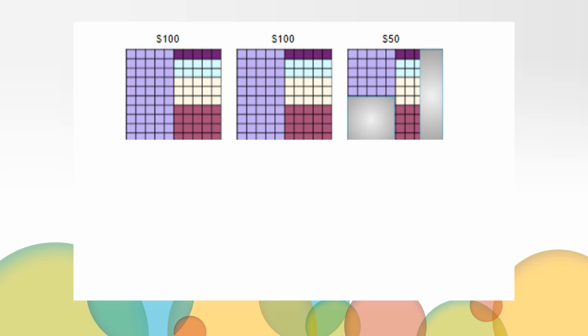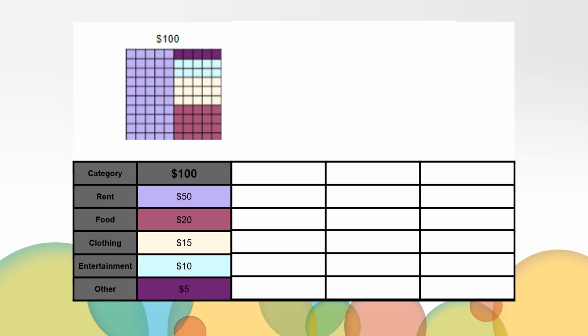We can do the same thing with the second part of her budget as well. We can see that with the second $100, each category will be the same amount. Now let's look at the last $50 of Kara's budget. We know that 50 is half of 100, so the amounts will have to be half of the $100 section.